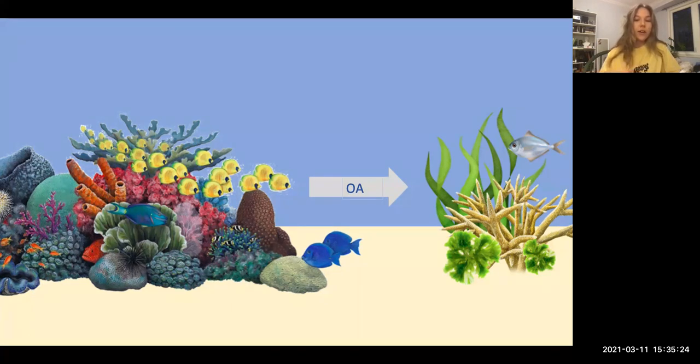However, this algae does not give the same kind of protection and food as coral, squeezing out some of those coral-dependent species. And what's left is this less biodiverse ecosystem, made more of generalist species that are able to cope with the physiological stress of lower pH and feed on the new algal growth. Next slide.